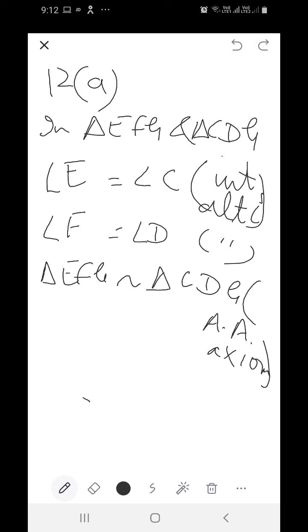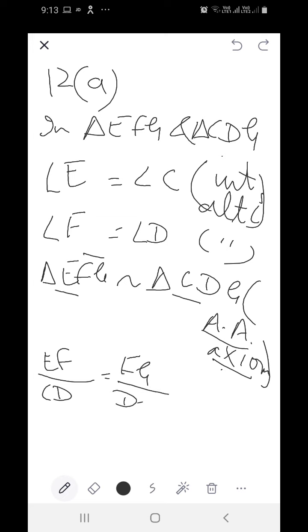So this is how the triangles have been proved similar. And it is a must to write the axiom used to prove the triangles similar. So now you can form the sides, proportionality between the sides. EF upon CD, the first two letters, is equal to FG upon DG is equal to EG upon CG.